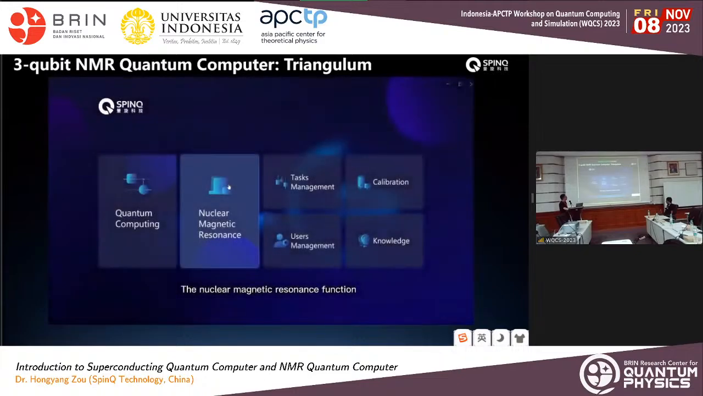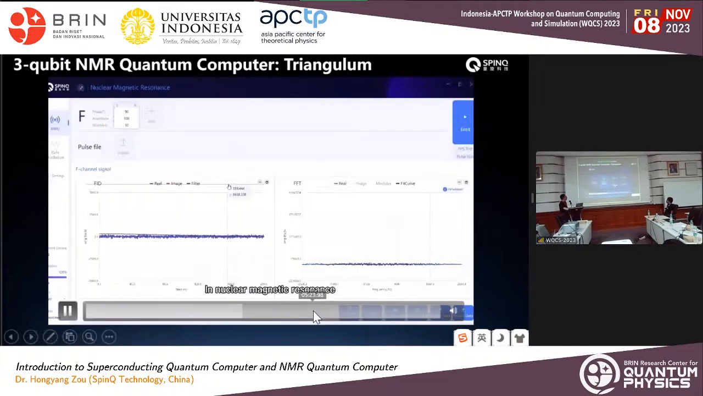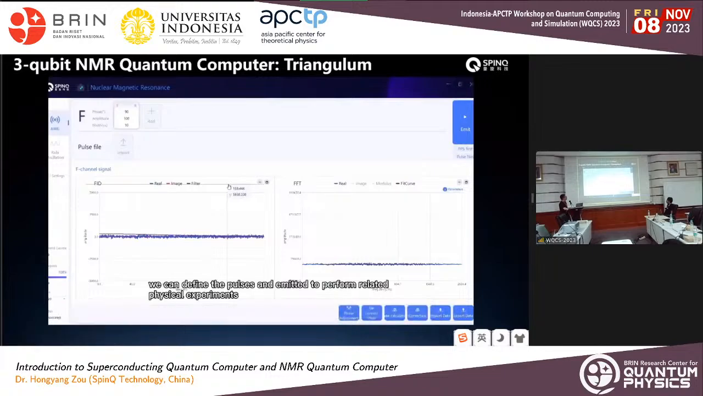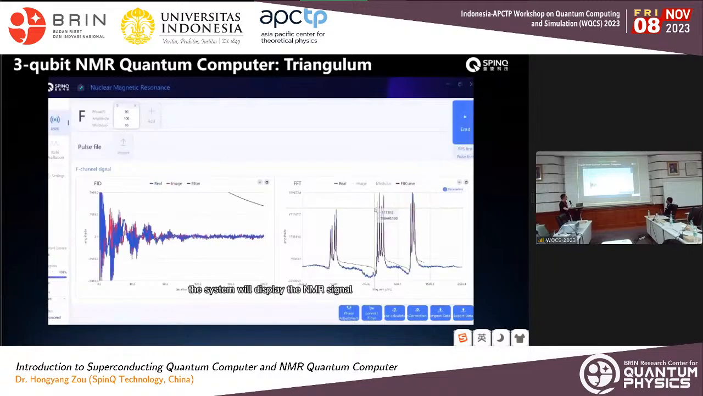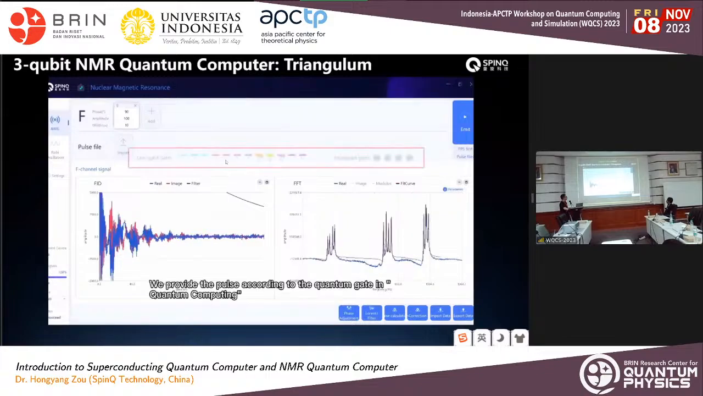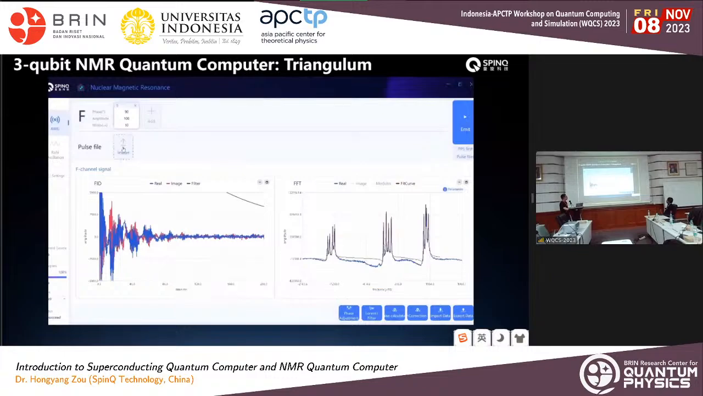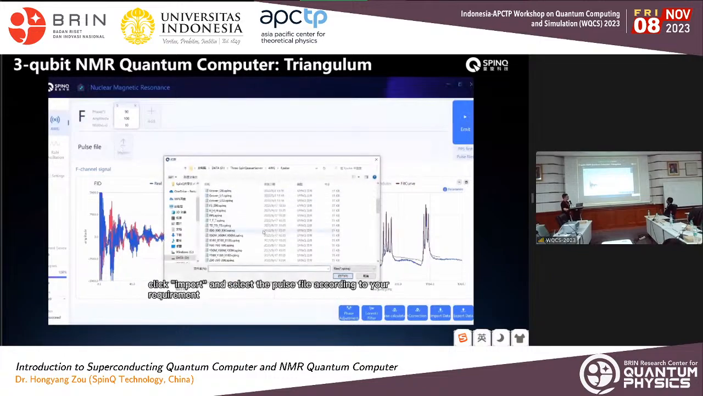The nuclear magnetic resonance function. In nuclear magnetic resonance, we can define pulses emitted to perform related physical experiments. We can define the phase, amplitude, and width of the pulse. Then clicking it, the system will display the NMR signal. We provide the pulse according to the quantum gate of quantum computing. Click Import and select.